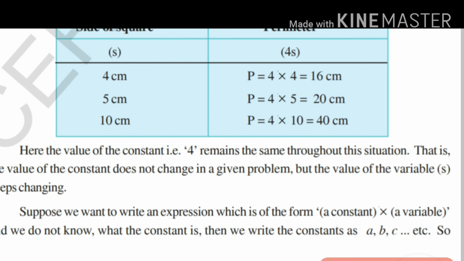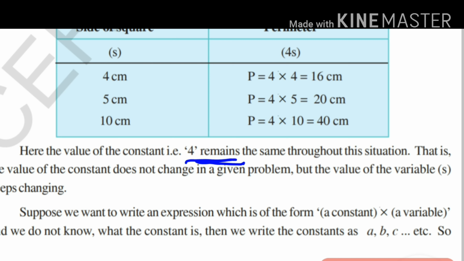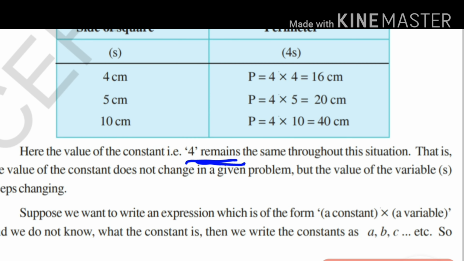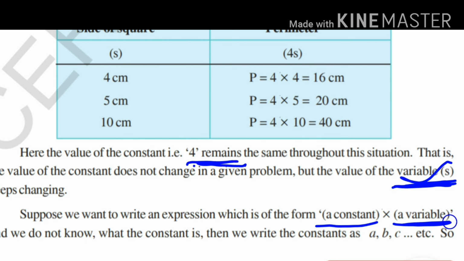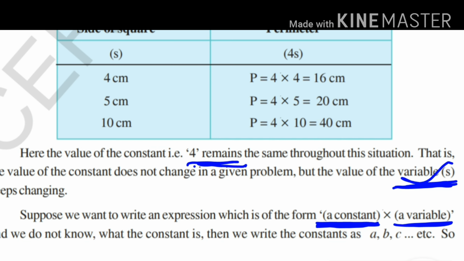Here in this case, 4 into s, so 4 remains constant throughout the situation. For any square, perimeter becomes 4 into s only. So here this is constant and only the variable s changes. In some situations, we may use a constant into a variable. That means the constant may also vary. For example, 4s, 5s, 6s, like that we have to write.